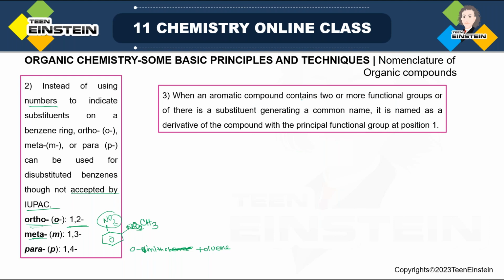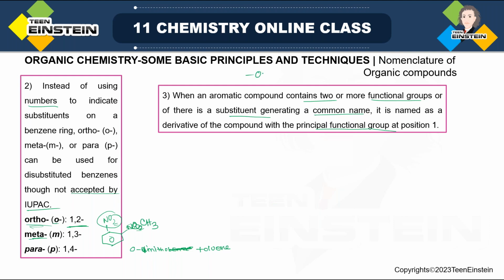When an aromatic compound contains 2 or more functional groups, suppose you have an OH group and you have a Br group, or if there is a substituent generating a common name. So different possibilities are there. So generating a common name, all the common names we have seen in the previous slide, you just have to take the help of that particular table. It is named as a derivative of the compound with the principal functional group at position 1.